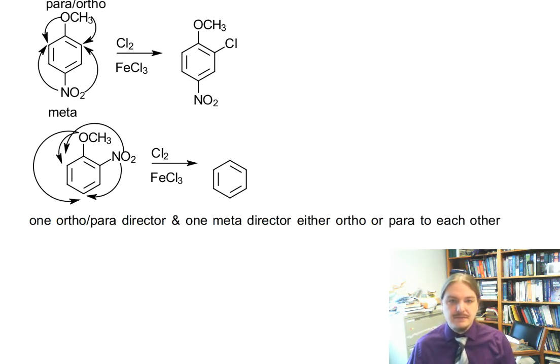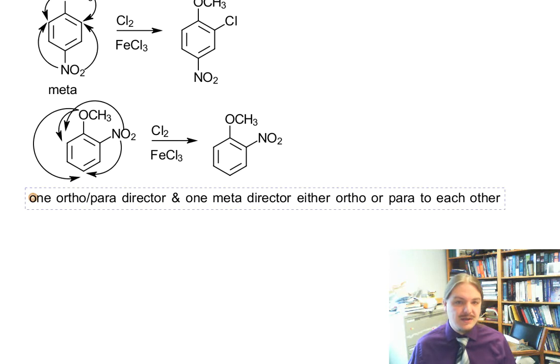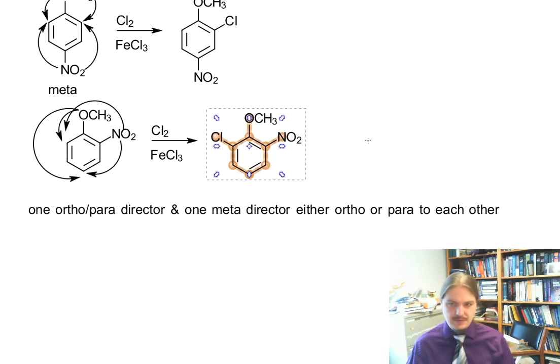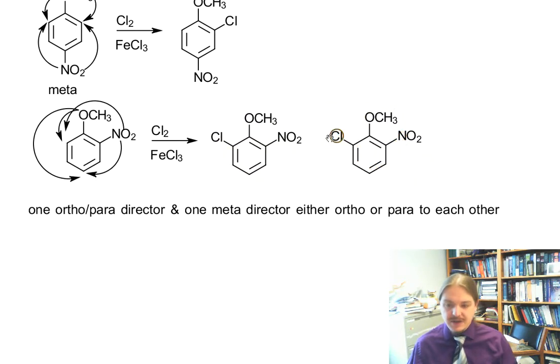Okay. Let me get my other functional groups on here in a minute. The difference between this ortho case and the previous one is that there are two positions that are sort of doubly directed, and I'm going to draw both of those products here. Chlorine can end up ortho to the methoxy group, or can end up para to the methoxy group.